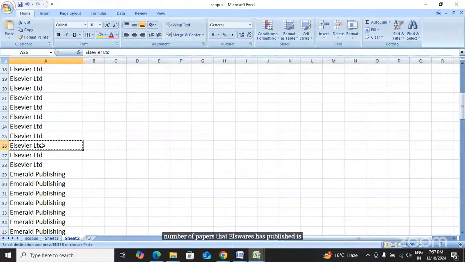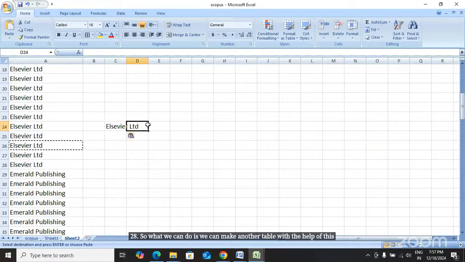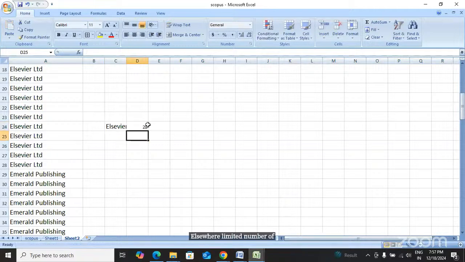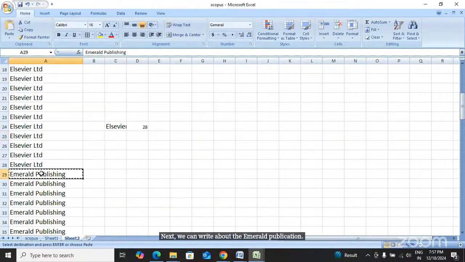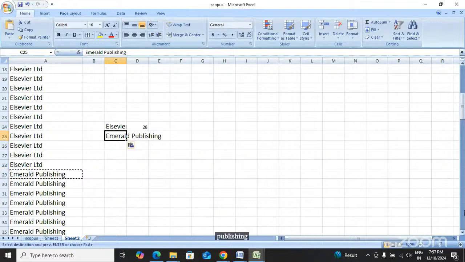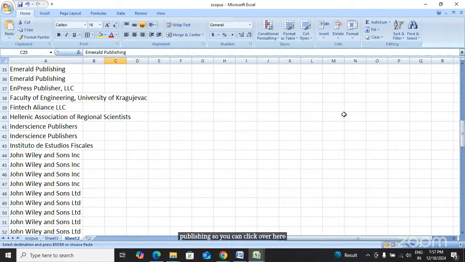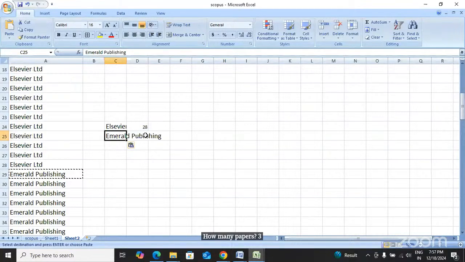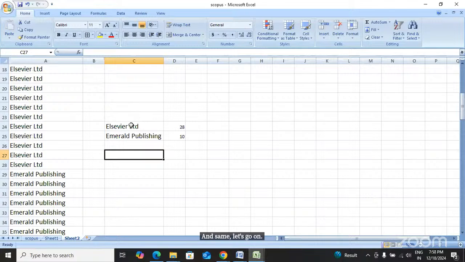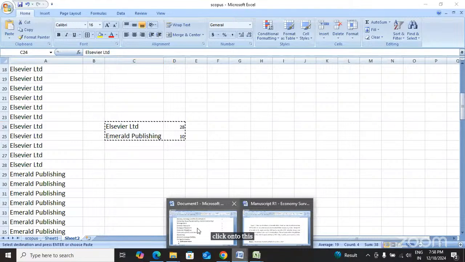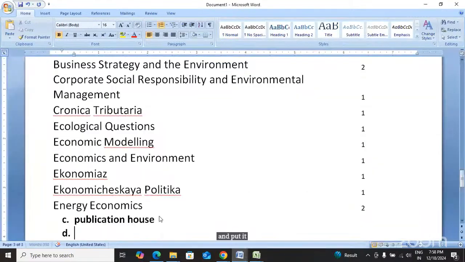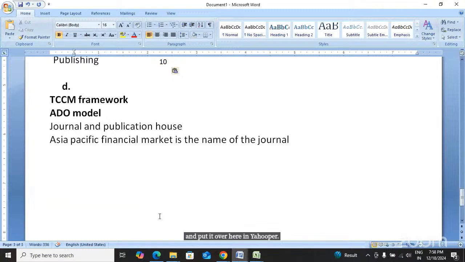So we can make another table with the help of this. Elsevier Limited, number of papers is 28. Next, we can write about the other publishing houses. So you can click over here. How many papers? 36, 28. Let's say it is 10, and the same. Let me copy this and put it over here, so this becomes my other table.